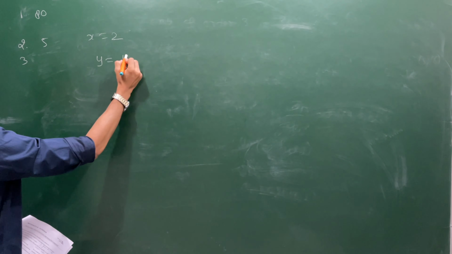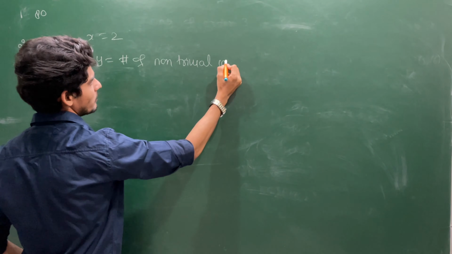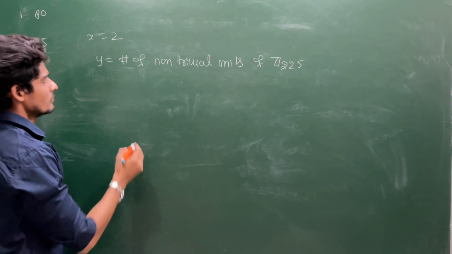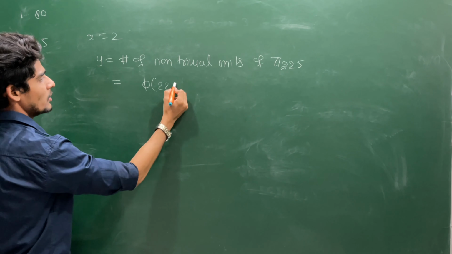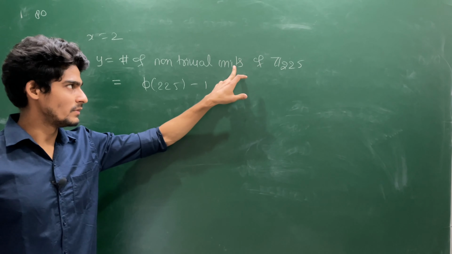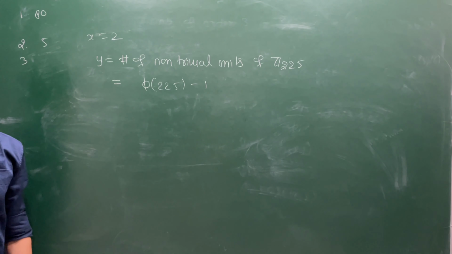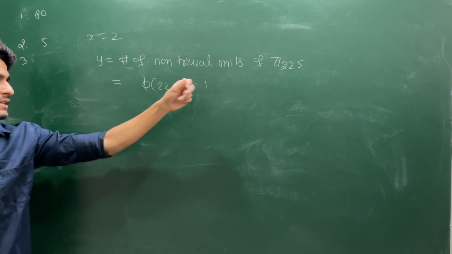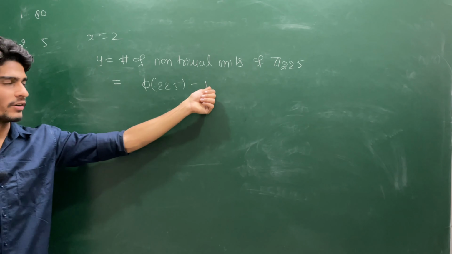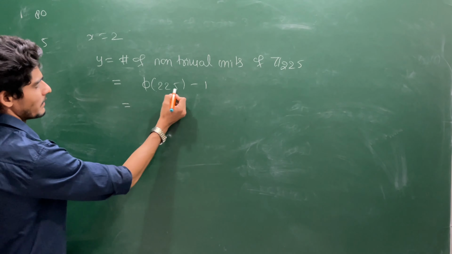So y is the number of non-trivial units of Z_{2·3·5}. That is nothing but phi(2·3·5) minus 1. Because if you collect all the units of any ring, that will form a group. And in Z_n, the group of units is isomorphic to U(2·3·5), and the order of U(2·3·5) is phi(2·3·5). And you are removing one, that is, you are removing the trivial unit.